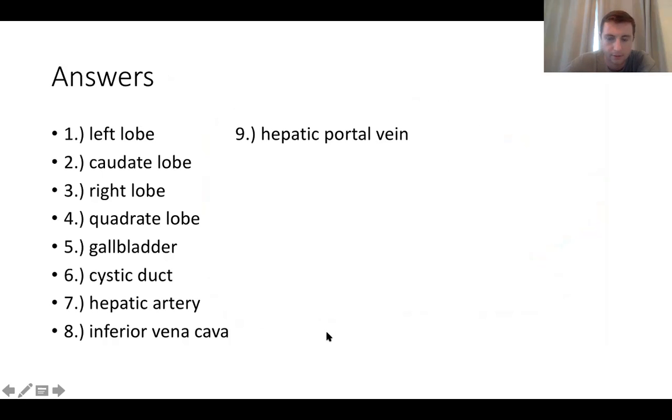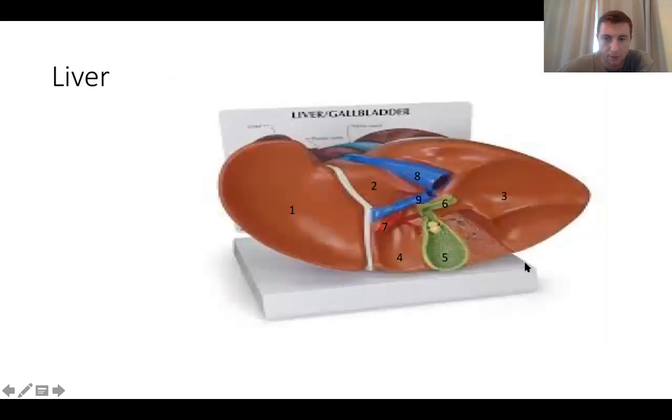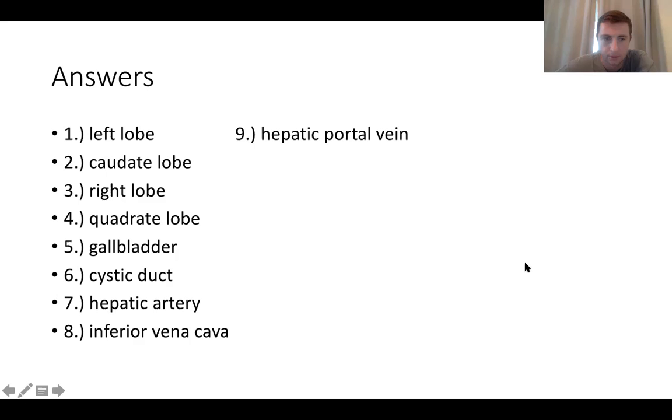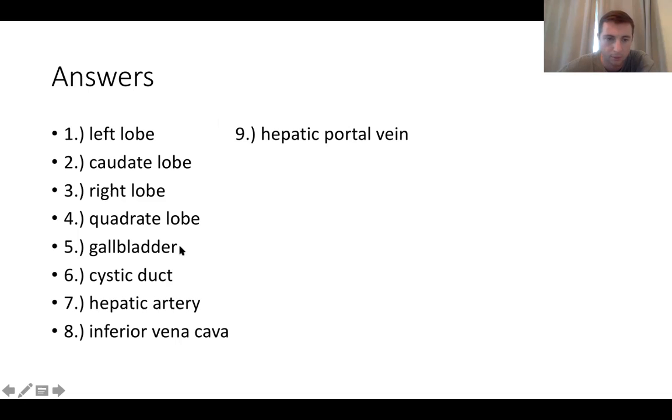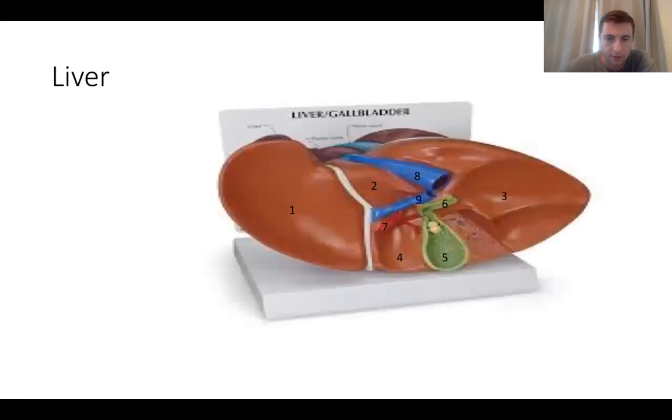So going back, 1, you have the left lobe. 2, caudate lobe. This is number 2 here. 3 is the right lobe, and 4 is the quadrate lobe. So going back and looking at this model here, you're looking at a posterior view of the liver.